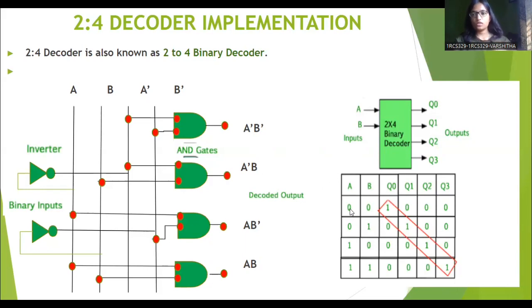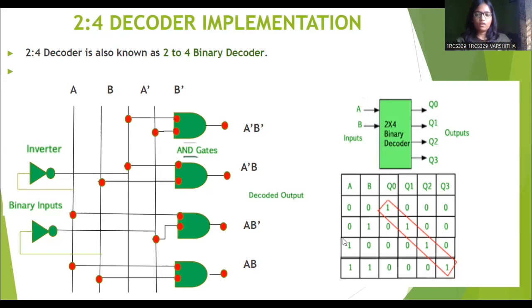When A equals 0 and B equals 0, A bar B bar output would be 1, and Q1 would be 0 because A bar would be 1, B bar would be 1, and 1 into 1 is 0. In the second input combination, 0 and 1, A bar would be 1, B would be 0, so 1 into 0 would be 0 for Q0, and for Q1 it would be 1, Q2 would be 0, Q3 would be 0.